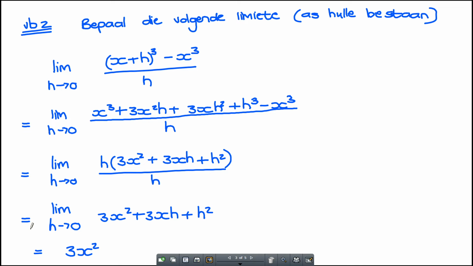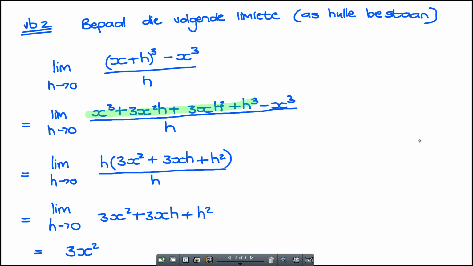You see the problem? Okay, kom ons kyk gou. So, kyk gou, hier is dit wat ons nou op die bord gedoen het. And then, don't forget about that n minus x to the power 3. Okay, now, so any questions up until there?